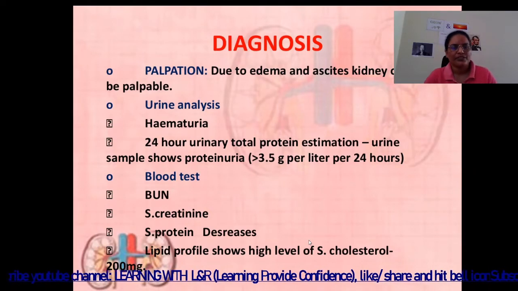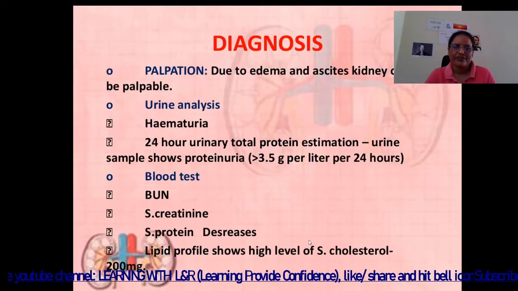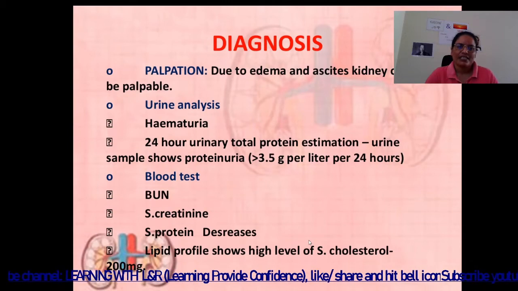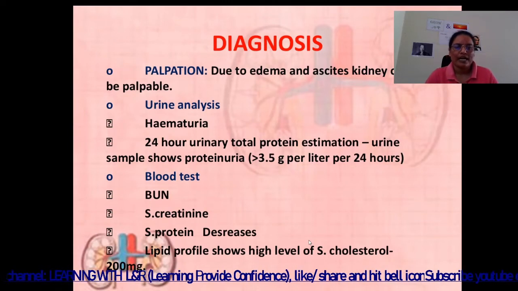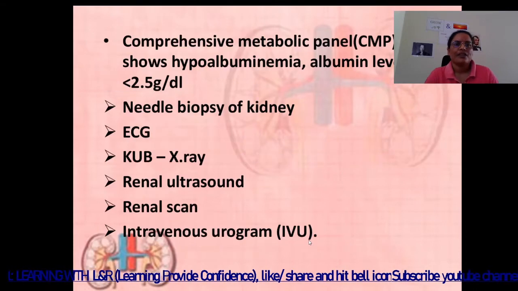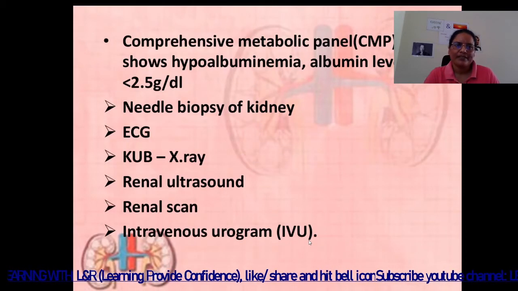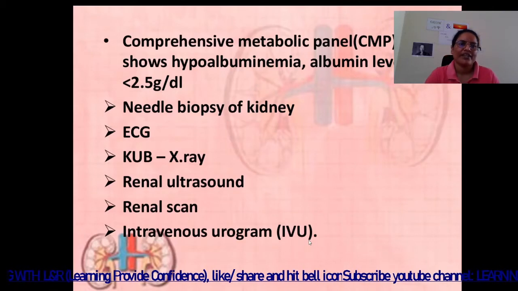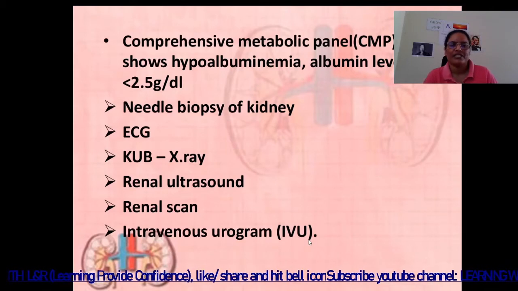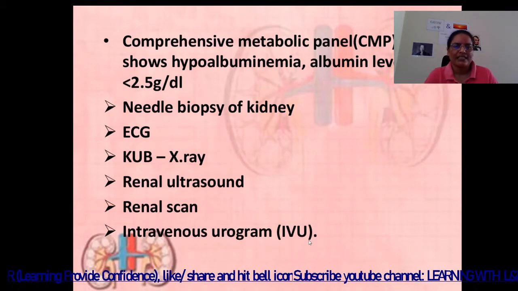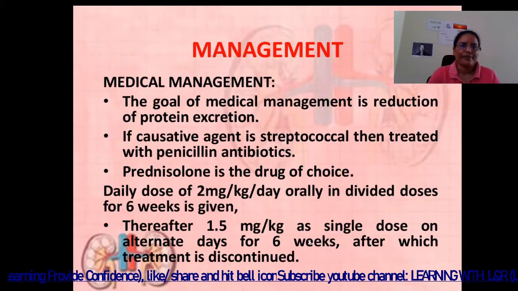Then blood tests: blood urea nitrogen, creatinine, serum protein decreases, lipid profile goes high, that is above 200 mg. Comprehensive metabolic panel shows hypoalbuminemia, albumin level is less than 2.5 gram per dl. Needle biopsy of kidney, ECG, X-ray, renal ultrasound, renal scan, then intravenous urogram.